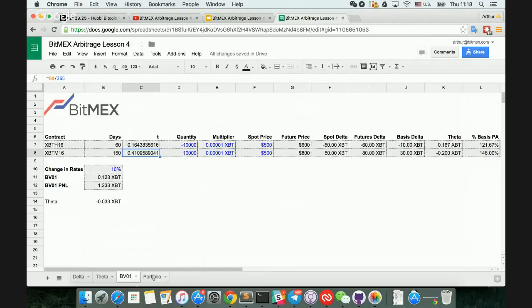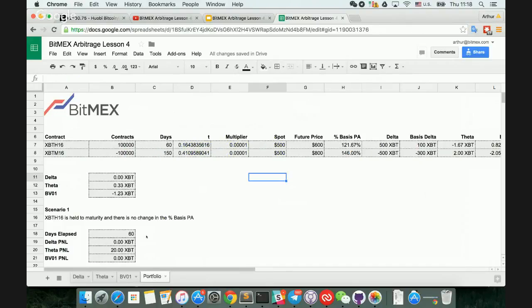So now let's put everything together. So again, we have our H16 and M16 futures contracts. And we've constructed a delta neutral portfolio, as you can see here. We have a portfolio where we have positive theta. That's because we've sold the contract with a more expensive per annum basis and bought the contract with a cheaper per annum basis.